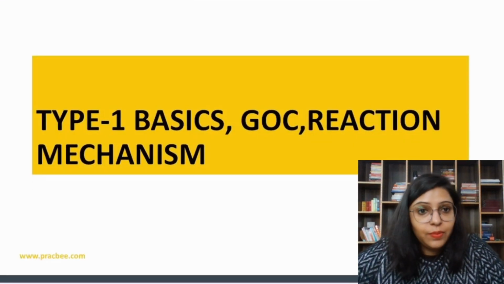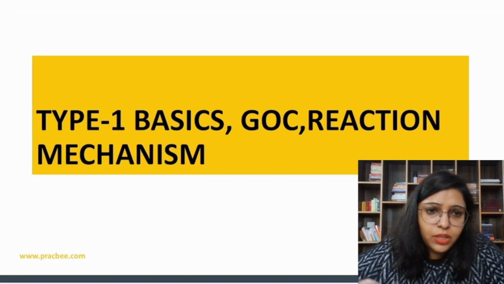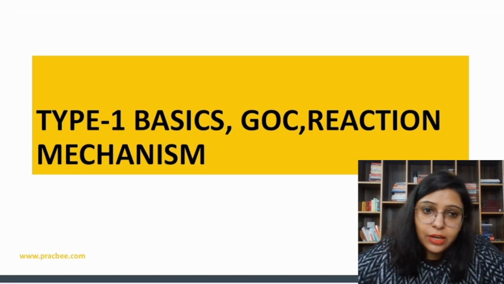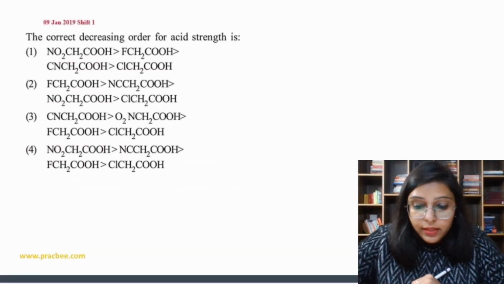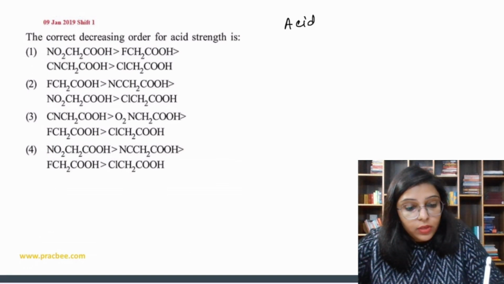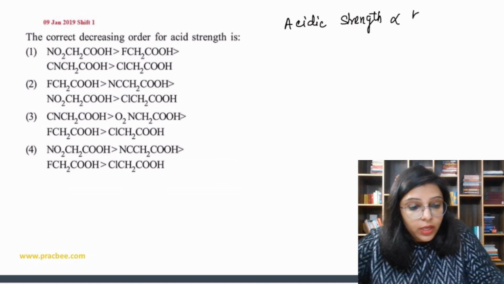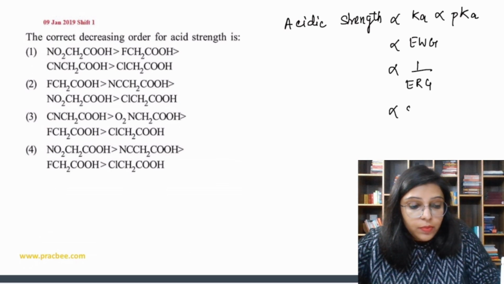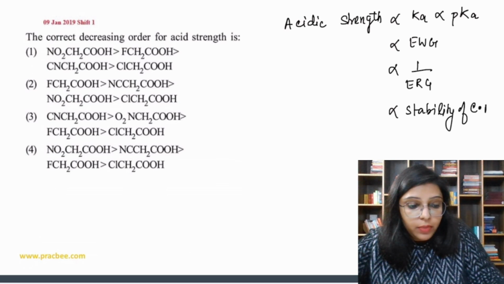So let's discuss type 1 questions. Type 1 questions are going to be from the basics, GOC and the reaction mechanism concepts. So let's do it. Question number 1 says: the correct decreasing order of acid strength is. We know that acidic strength is directly proportional to Ka, inversely proportional to the value of pKa, directly proportional to electron withdrawing group, inversely proportional to electron releasing group, and directly proportional to stability of conjugate base.